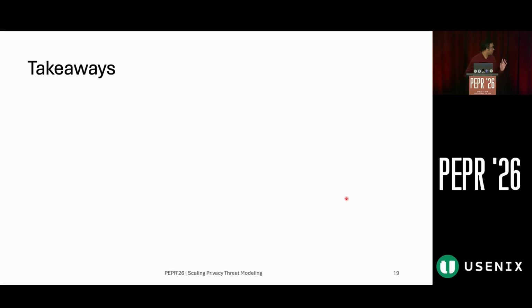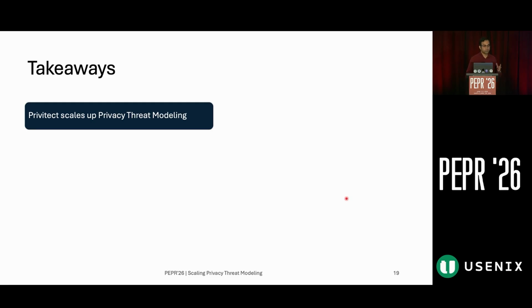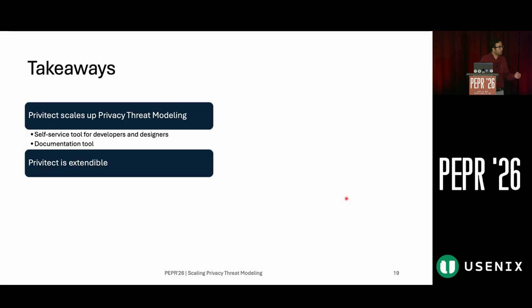So this was the main content of my presentation. I would like to conclude by saying that Privitect can help with offloading some cognitive load within threat identification. So it can help with scaling up privacy threat modeling. It can also be used as a self-service tool by developers, as well as a documentation tool. Privitect is extendable, and we are open to additional contributions.